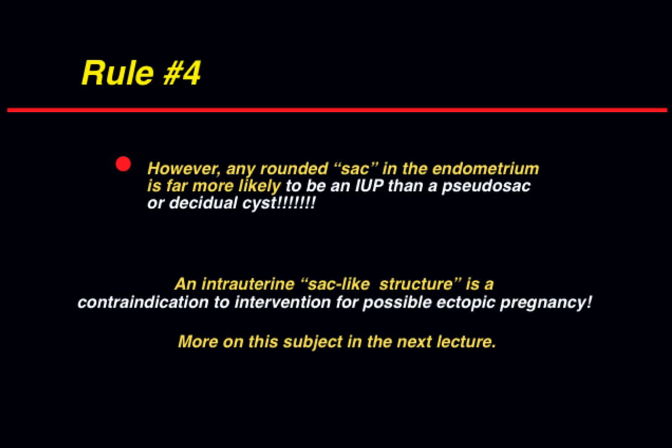In our second lecture on ectopic pregnancy, I will go into some of the details of the recent consensus conference statements regarding ectopic pregnancy diagnosis and treatment. But for the moment, understand that the identification of a sac-like structure in the endometrium is a contraindication to intervention for possible ectopic pregnancy. That is to say, that these structures, while not definitive as intrauterine pregnancies for reasons I have just discussed, are likely to be intrauterine pregnancies. Further analysis and not treatment is what is warranted.